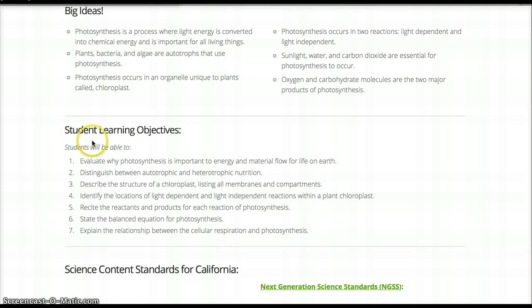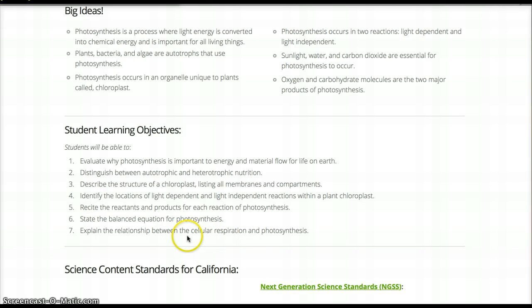So moving on to my student learning objectives, I've included 7 of them, in which students will be able to evaluate why photosynthesis is important to energy and material flow for life on Earth. They'll be able to distinguish between autotrophic and heterotrophic nutrition. They'll be able to describe the structure of chloroplasts, listing all membranes and compartments. Be able to identify the locations of light-dependent and light-independent reactions within a chloroplast. They'll be able to recite the reactants and products for each reaction of photosynthesis. They'll be able to state the balanced equation for photosynthesis and explain the relationship between cellular respiration and photosynthesis.